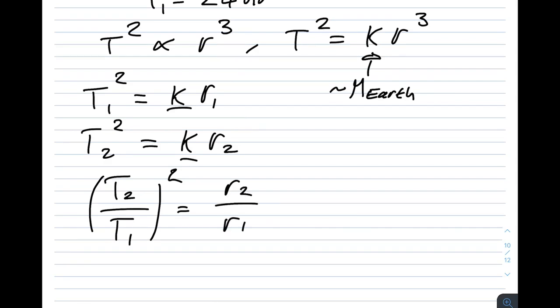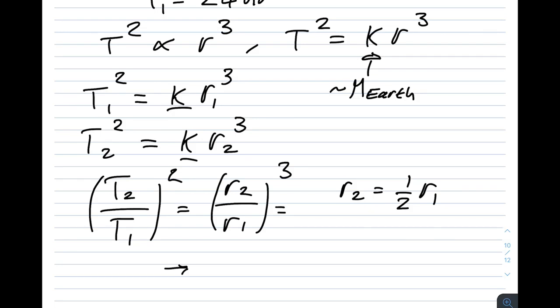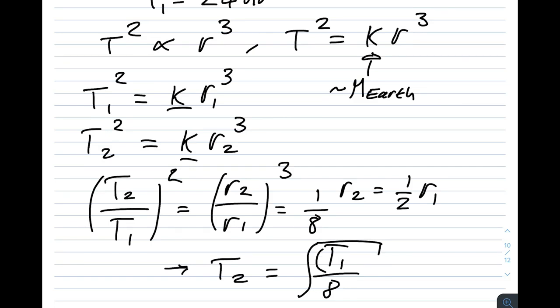Also, sorry, those should be cubes, not squares, of course. So now if we plug that in, we know that R2 is half of R1, because we're told the second satellite is at a radius half that of the first. Therefore, this whole side here is equal to 1/8, 1/2 cubed. And that means T2 is equal to T1 over 8, all square rooted. Sorry, T1 squared over 8 all square rooted.